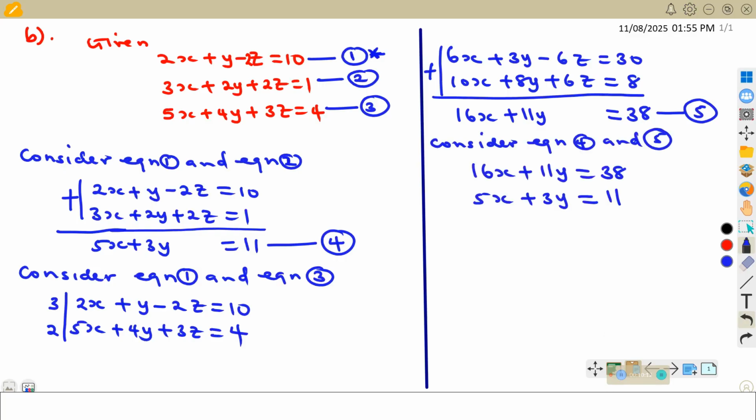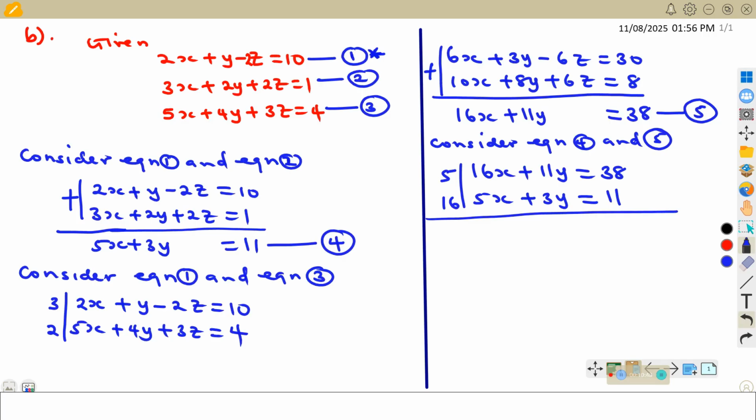So next we shall consider equation 4 and equation 5. We have eliminated z here, we have eliminated z here. So we shall consider the two equations which are now containing two unknowns. Doing that, we must again eliminate one more unknown. So here we can easily eliminate x. And to eliminate x, you ensure the coefficients are the same. To make the coefficients the same, let us simply exchange these coefficients.